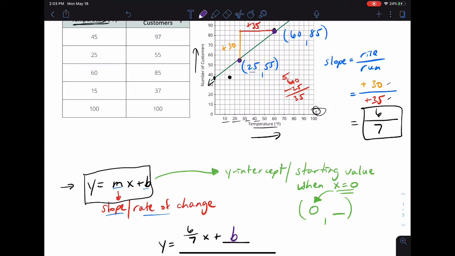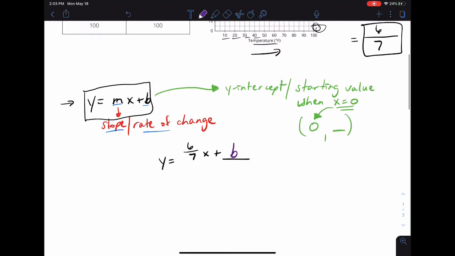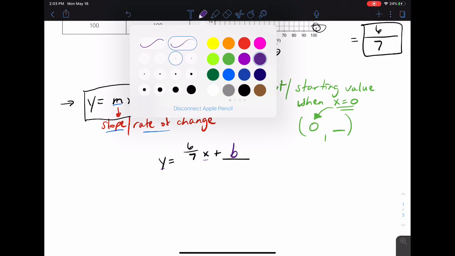I'll use the first one, 25, 55. We know that 25 is x, 55 is y. So what I'm going to do is substitute, because I have an x and a y here. Okay, so what I'm going to do here is rewrite it.